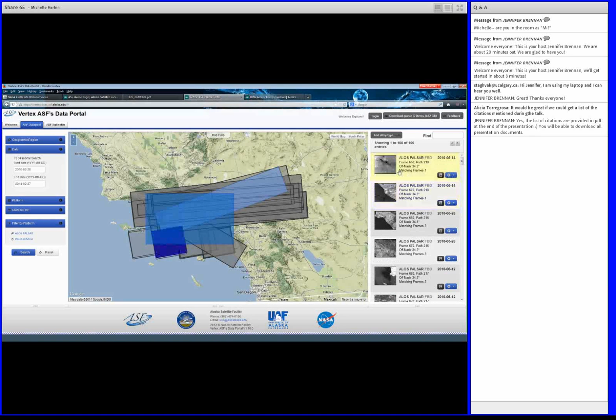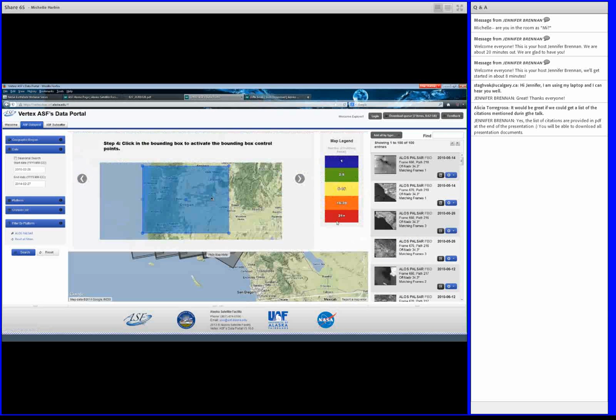So as I scroll along here, you'll see that some of these are highlighting in blue and some of them in green. This is an indication of how many matching frames there might be for that particular scene. And that's useful for InSAR. It does say matching frames, how many there are. So for this example I'm sitting on right now, there are 3. But it's also color-coded, and the legend for the color coding is again available in that map help right over here on the right-hand side.